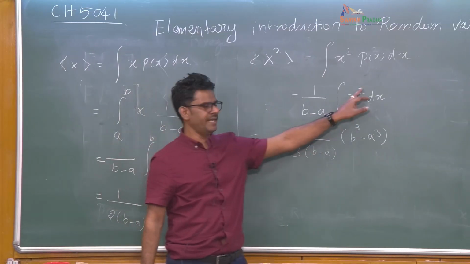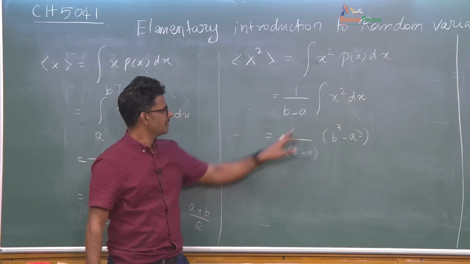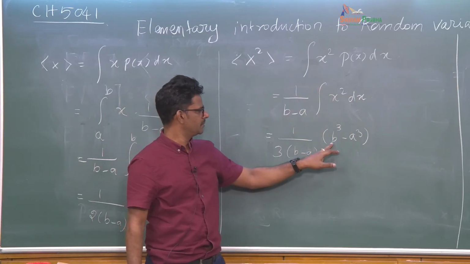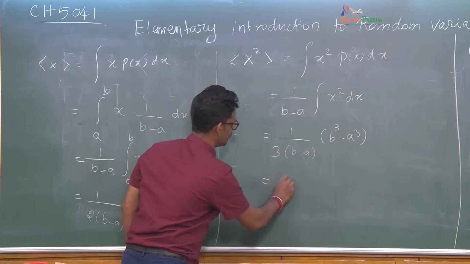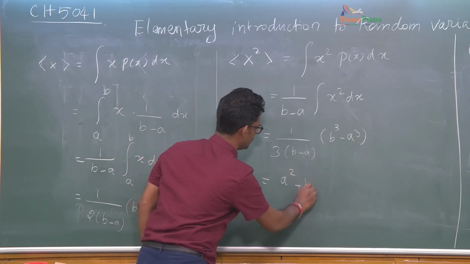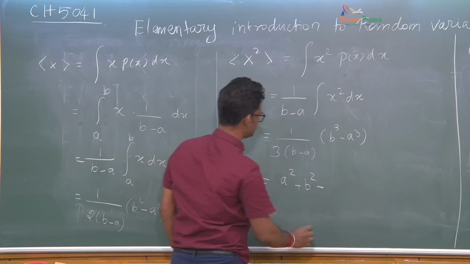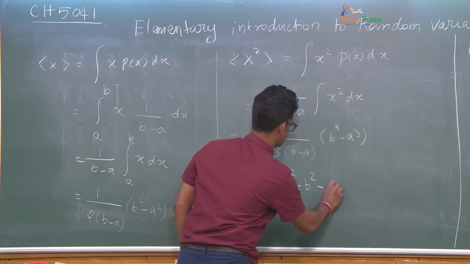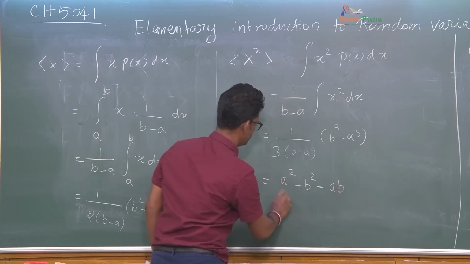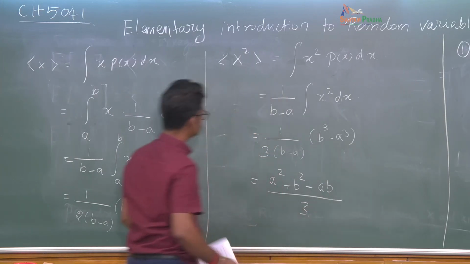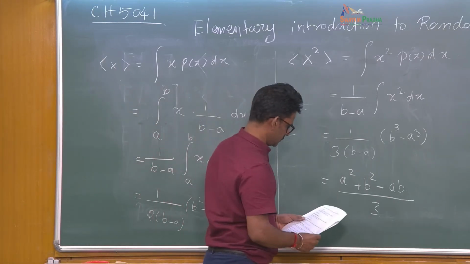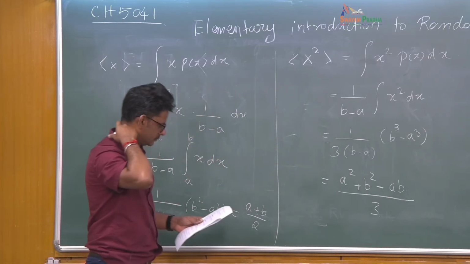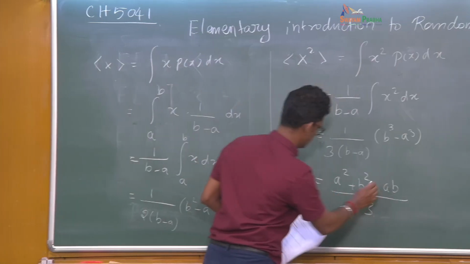When you integrate, you get x cube by 3. 3 comes out. When you substitute the limits b cube and a cube, and then expand this, you get a square plus b square plus ab by 3. So that is your mean of x square. Sorry, this would be plus, yeah.